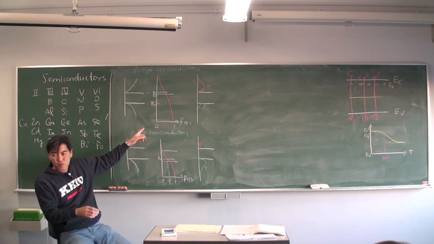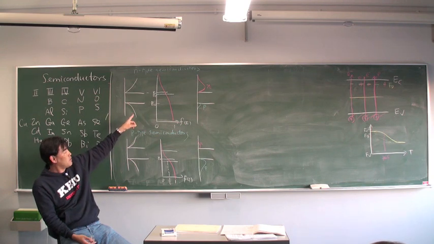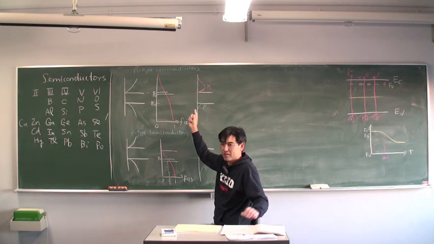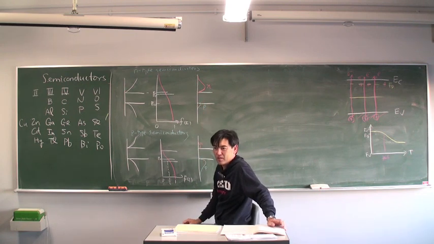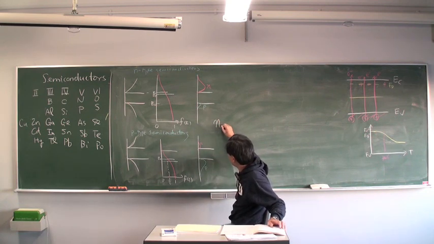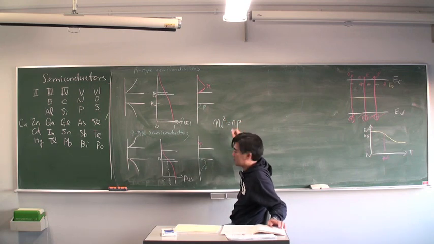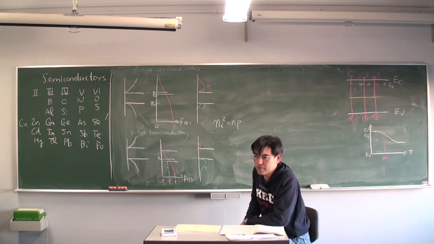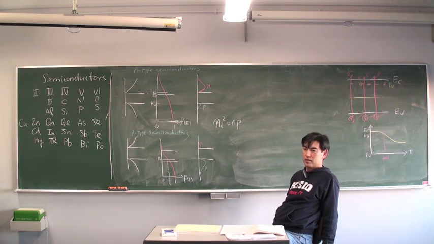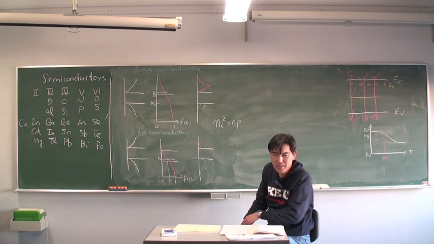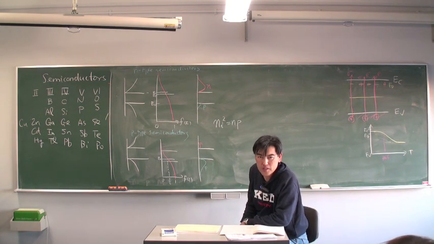But the fact is that we have both, in both n-type and p-type semiconductors. We always get both electrons and holes. Even in n-type semiconductors, there are always holes. And this relation is given by n_i squared equals np. This is always true for any semiconductor. Unless you make the electron concentration infinity, you will never make the hole concentration zero.